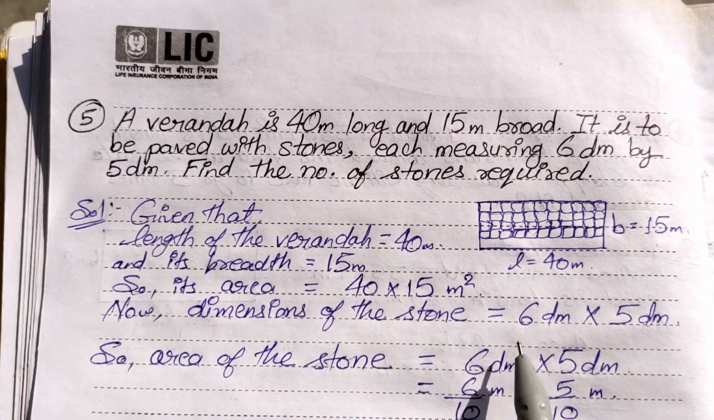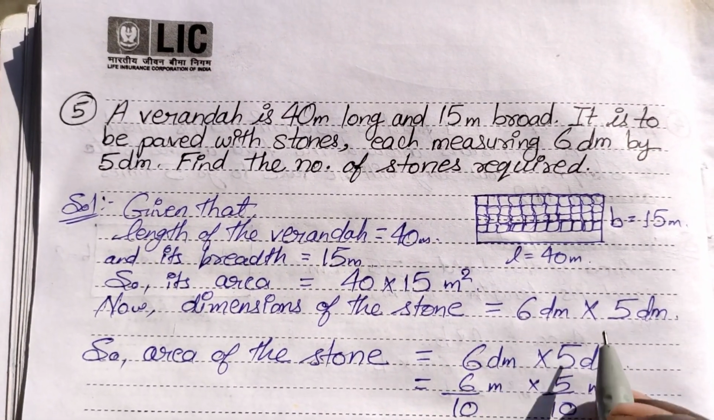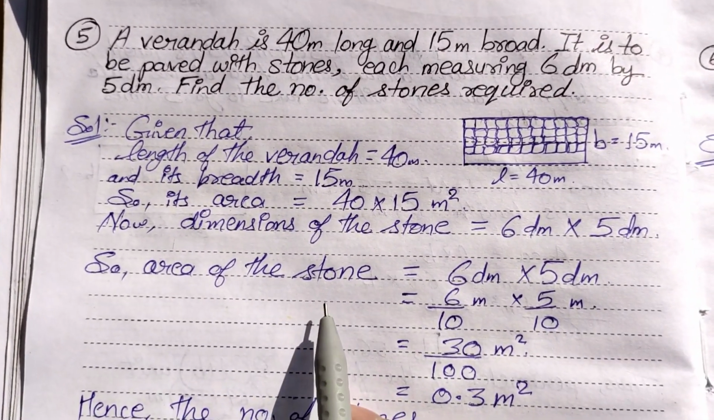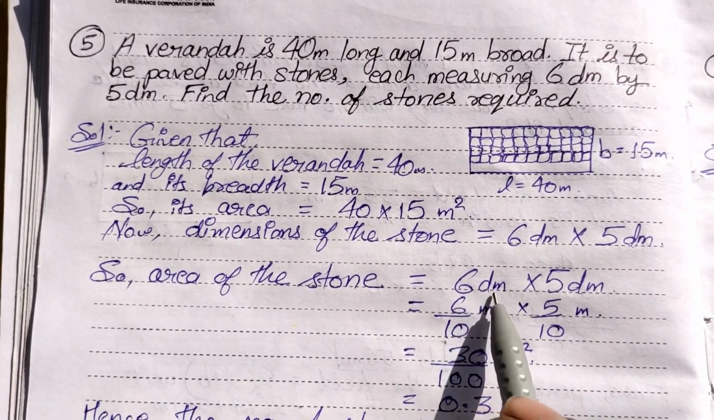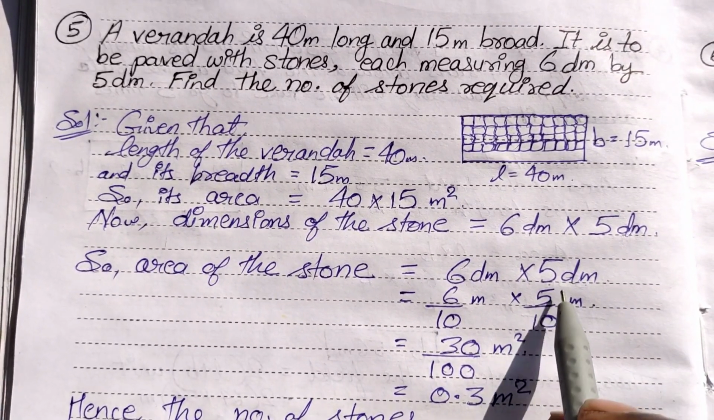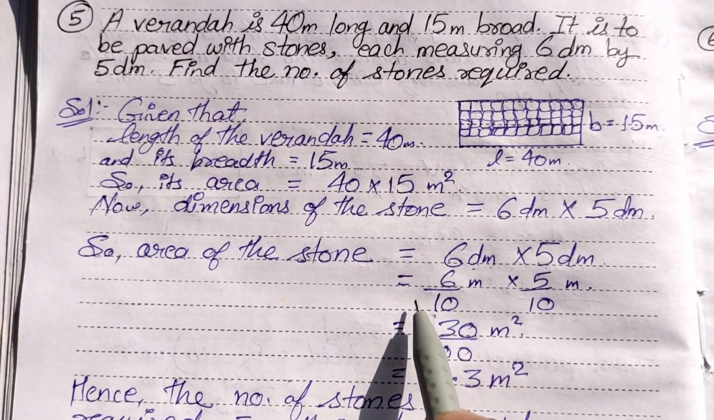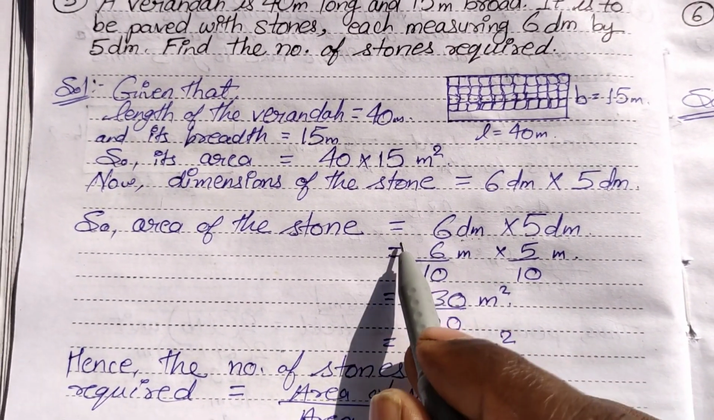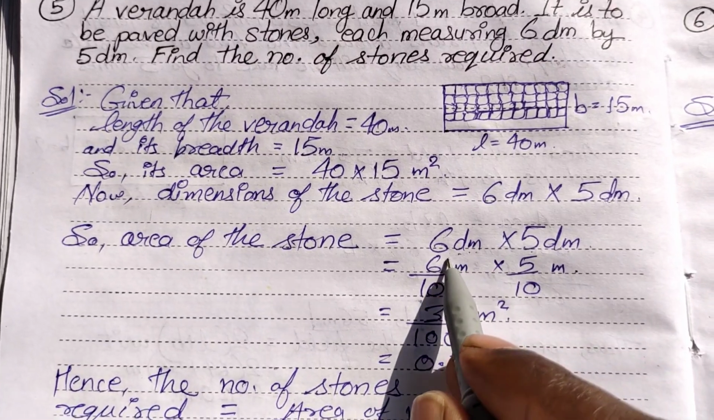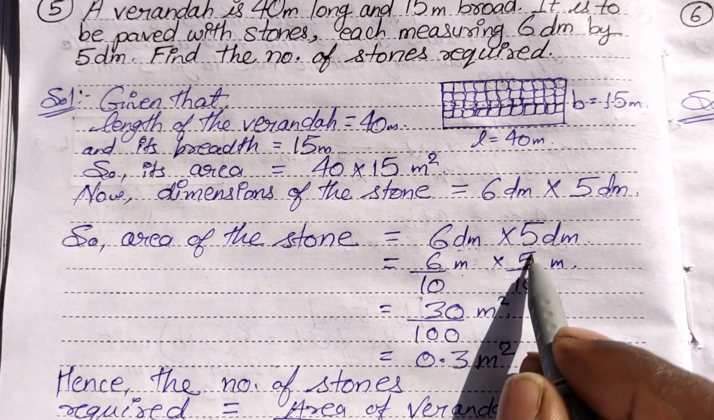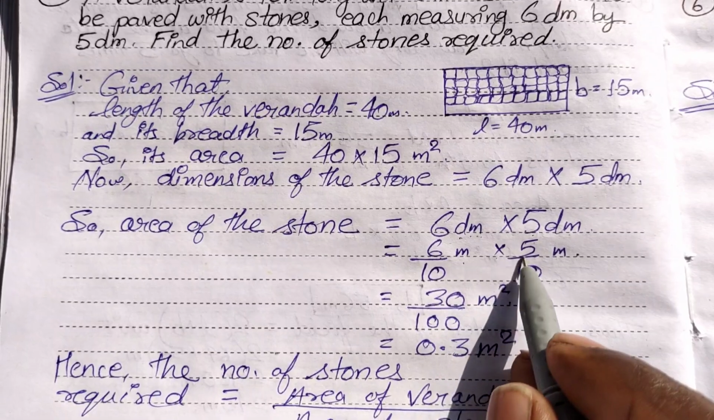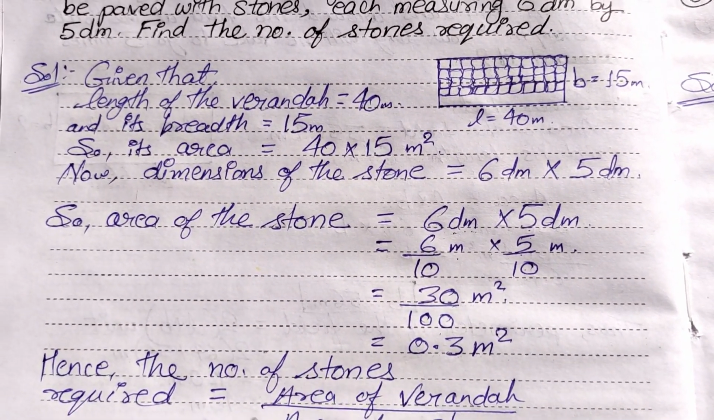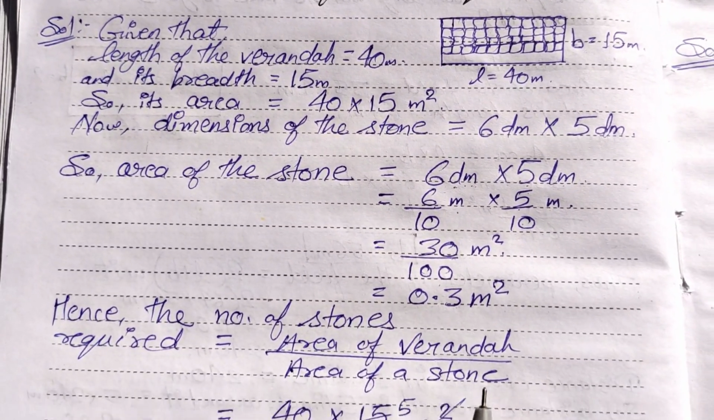Now the dimension of the stone is given, that is 6 decimeter by 5 decimeter. So find the area of a stone. Area of a stone is 6 decimeter into 5 decimeter. Here first we have to convert decimeter into meter. For converting decimeter into meter, we have to divide by 10. So dividing by 10, we have 6 upon 10 meter into 5 upon 10 meter. We have 30 upon 100, that is 0.3 meter square is the area of a single stone.